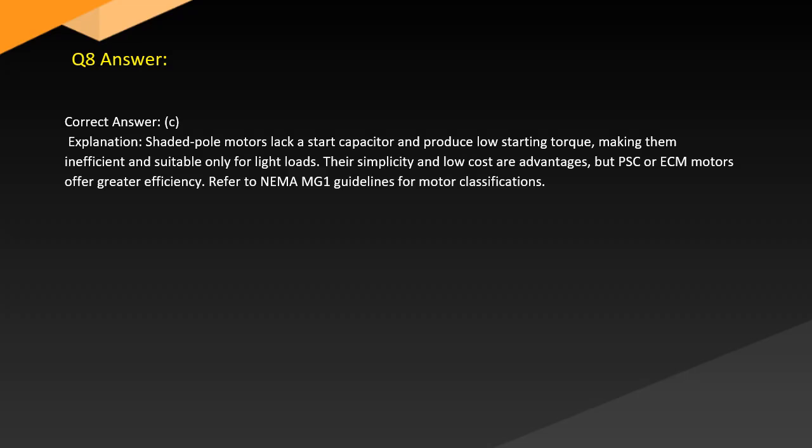Answer. Correct answer C. Explanation. Shaded pole motors lack a start capacitor and produce low starting torque, making them inefficient and suitable only for light loads. Their simplicity and low cost are advantages, but PSC or ECM motors offer greater efficiency. Refer to NEMA MG guidelines for motor classifications.